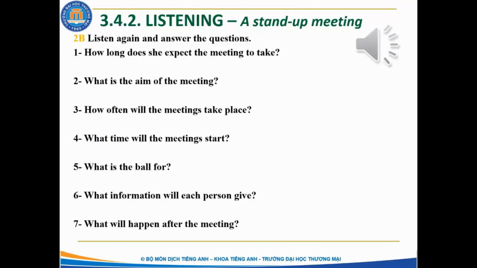Number 6. What information will each person give? Number 7. What will happen after the meeting? Alright, so now listen to the recording and answer the questions from number 1 to number 7.